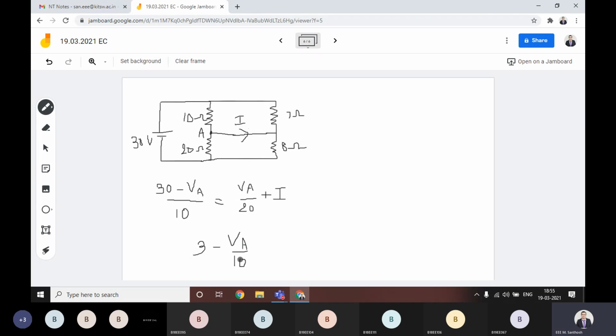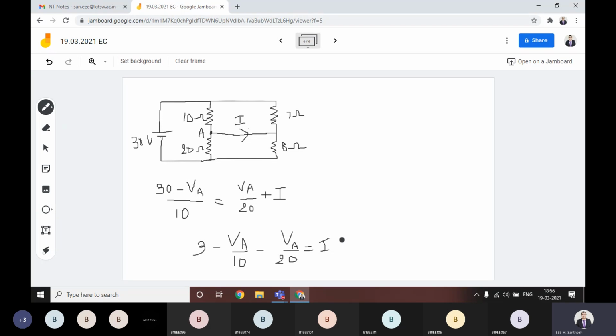Okay, which is equal to VA by 20 this side. If it is coming to this side, it will be negative, right? I am sending that value here, then you will get VA by 20. Why I am sending it this side is that I need the value of I, the current. For that reason I am sending it that side.